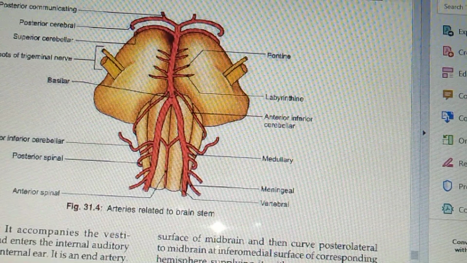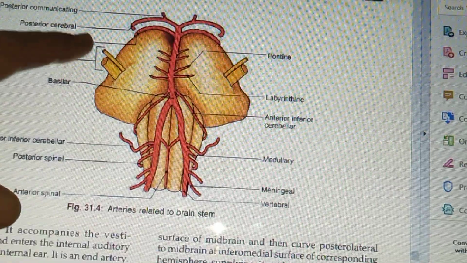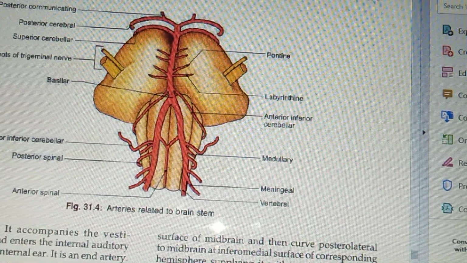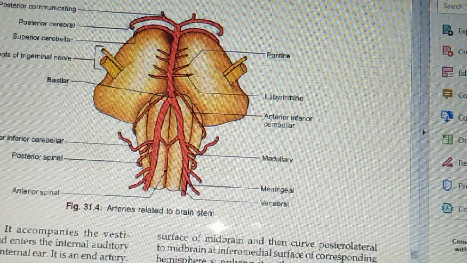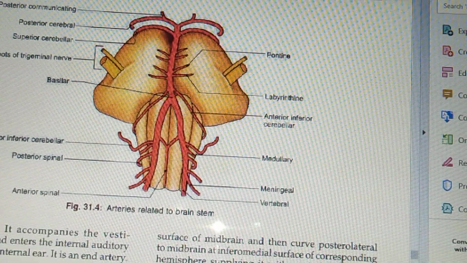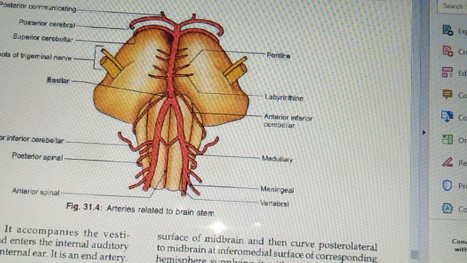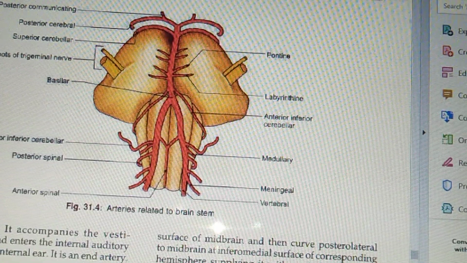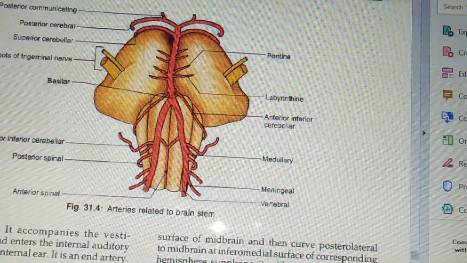Then comes the superior cerebellar artery. Here you can see the superior cerebellar artery is shown. It arises close to the superior border of the pons, winds posteriorly along the superior border of the pons and middle cerebellar peduncle, supplying both. It sends many branches to the superior surface of the cerebellum.